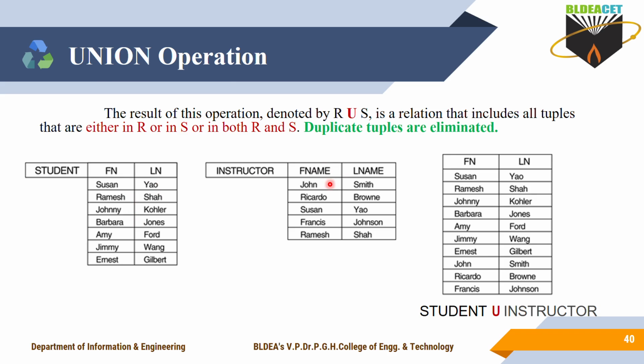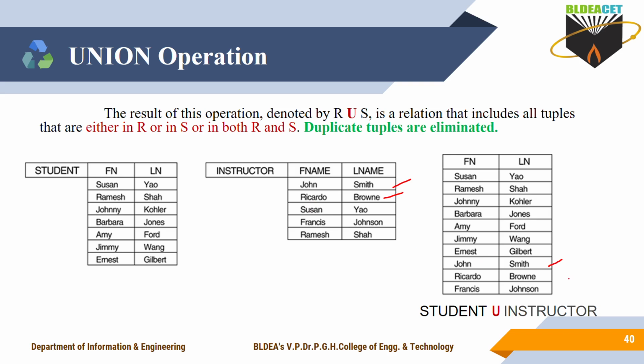Now if I apply this union operation, what happens? It combines all those tuples which are present either in student, in instructor, or in both. First is Sushan, next Ramesh, Johnny, then Barber, Amy, Jimmy. These are the tuples of the student. Next, in the instructor, John is there, next Ricardo, and Sushan, which is not repeated, it is not entered again. The first tuple is written here.